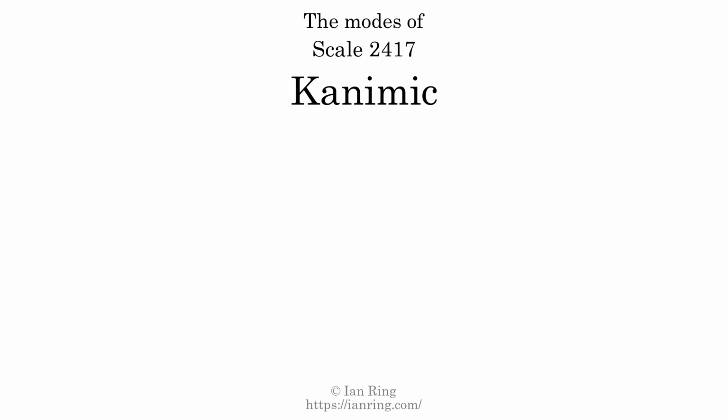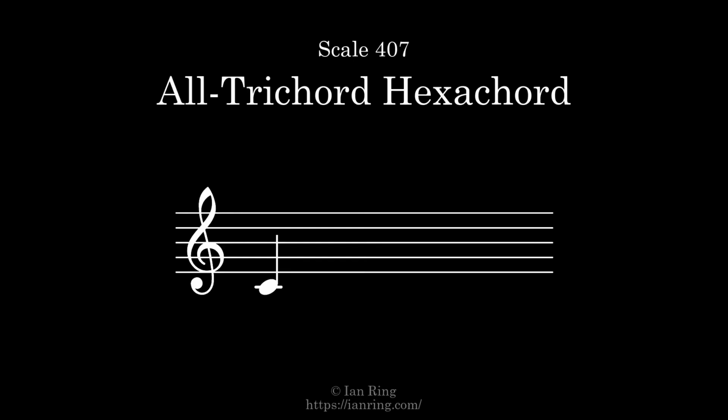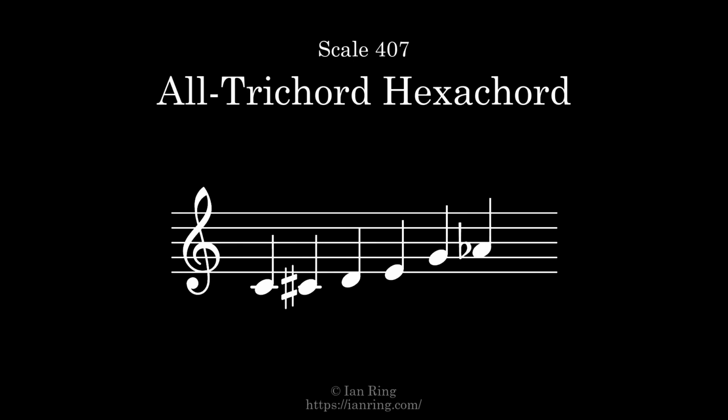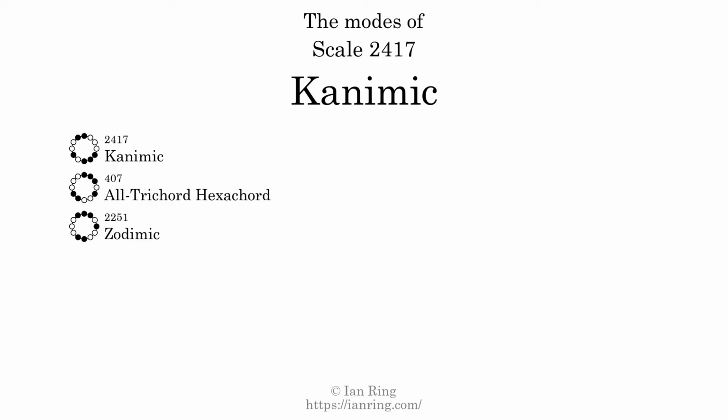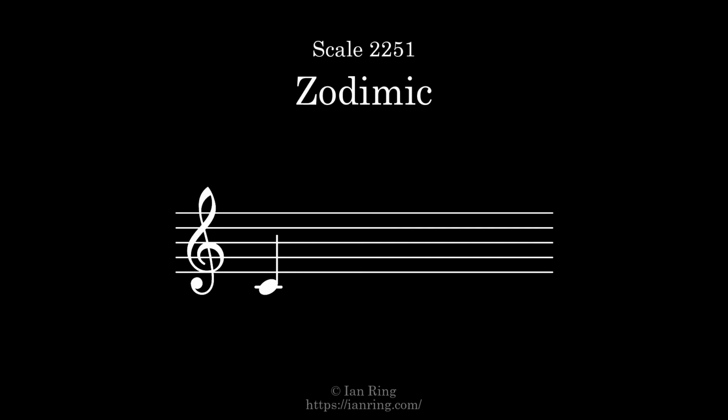This scale has 6 modes. The first mode is itself. The second mode is scale 407, also known as all trichord hexachord. It sounds like this. The third mode is scale 2251, also known as Kanimic. It sounds like this.